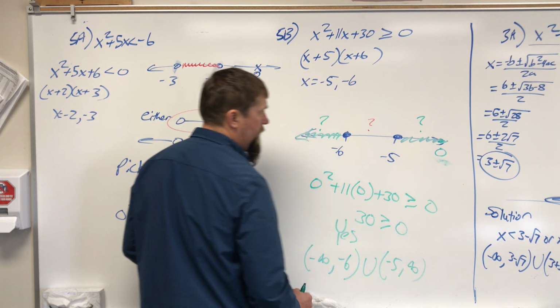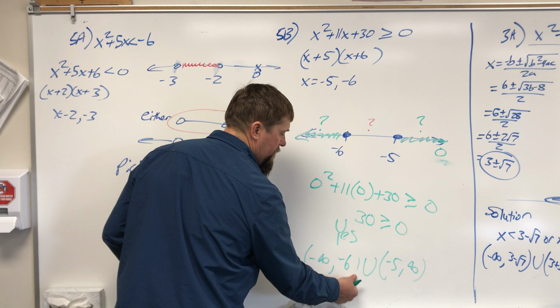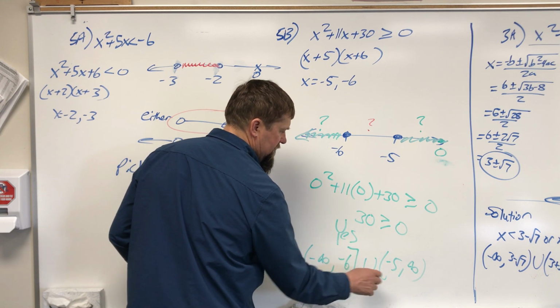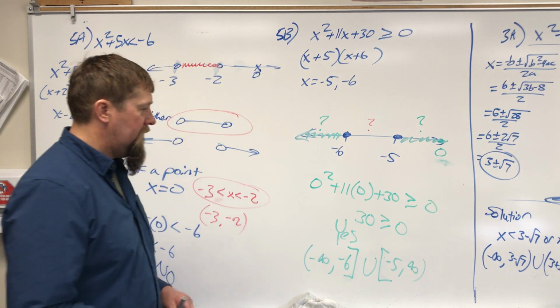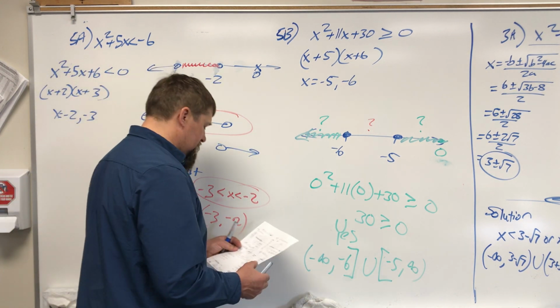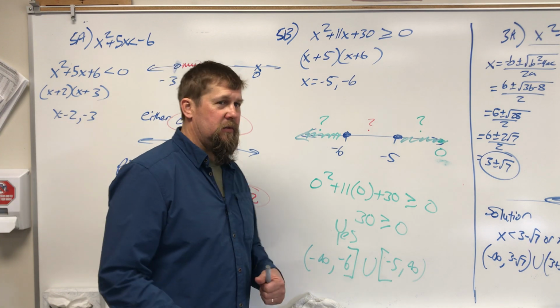Now, I made a mistake because I did not put brackets, because this is an equal to one, and remember, if it's equal to the number, you have to have brackets. All right, there's my solution set. That's how you do it using algebra.